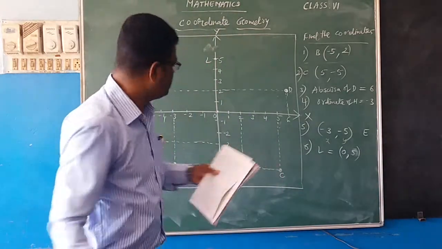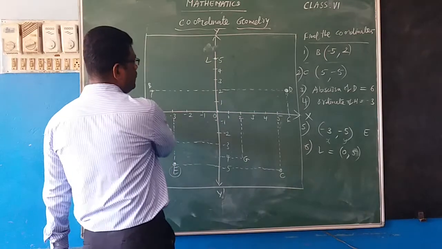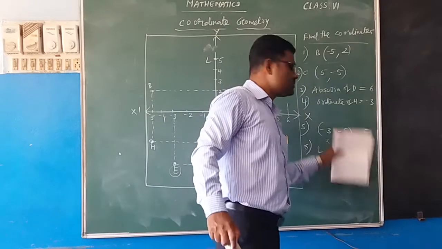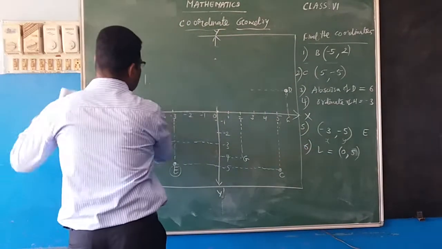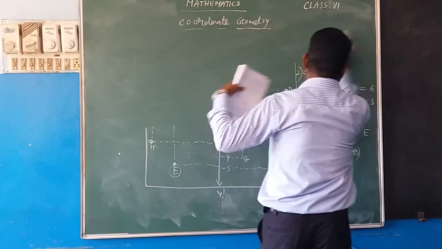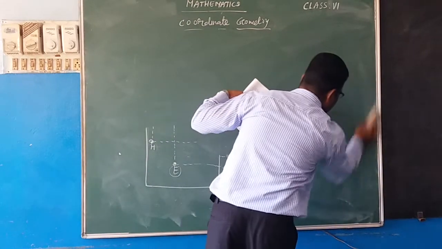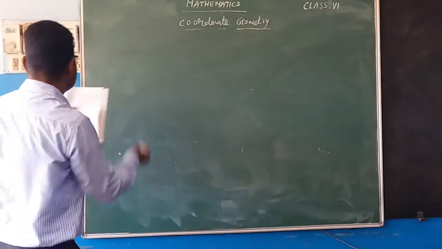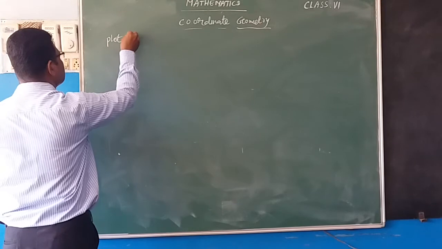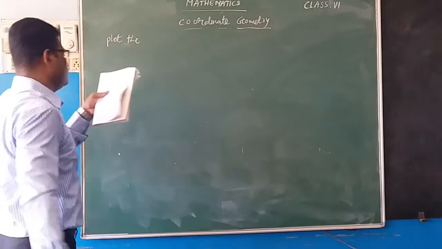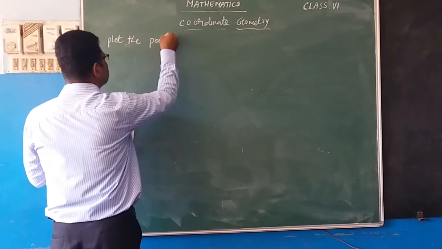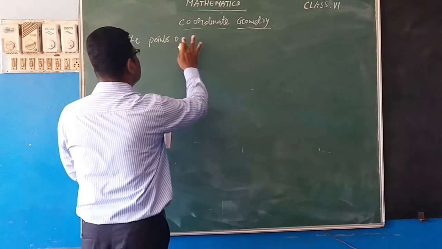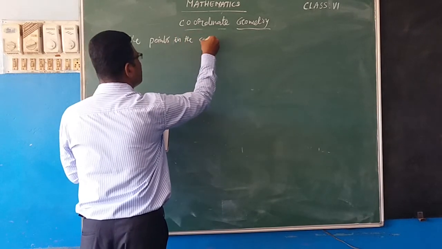Second question, understood? So if a graph is given, we have to answer for these points. Now we need to draw the graph. Points will be given, and we need to draw the graph. Suppose the question says, plot the points in the Cartesian plane.